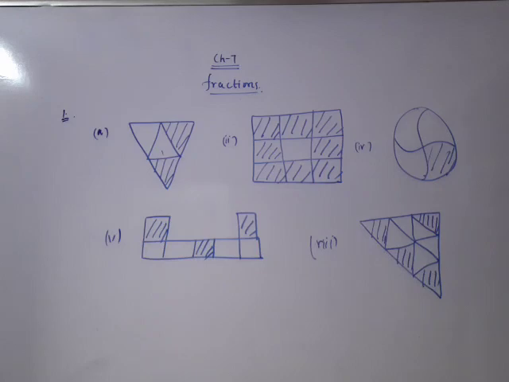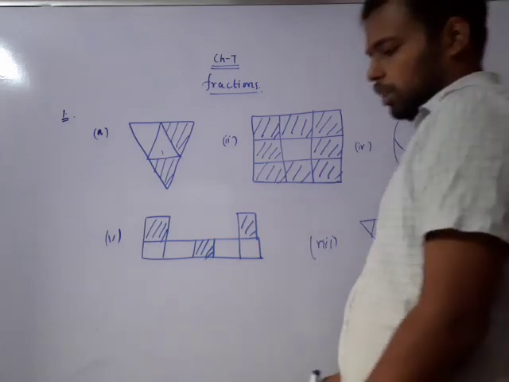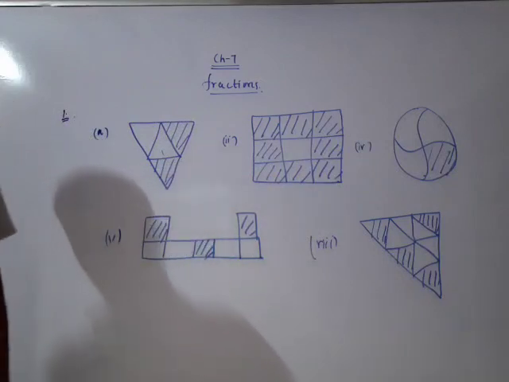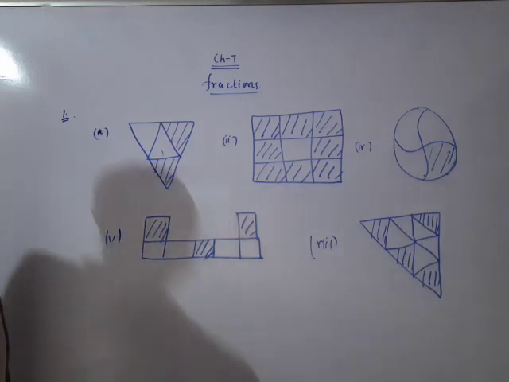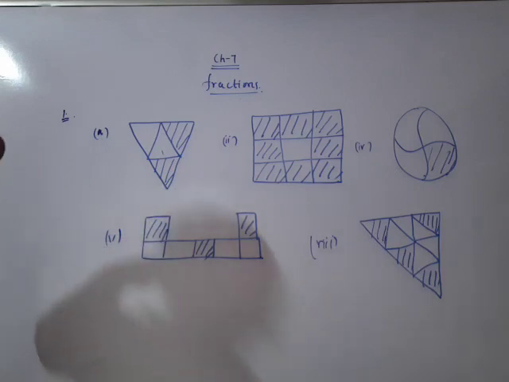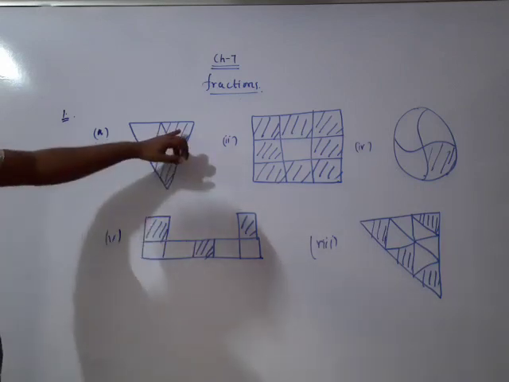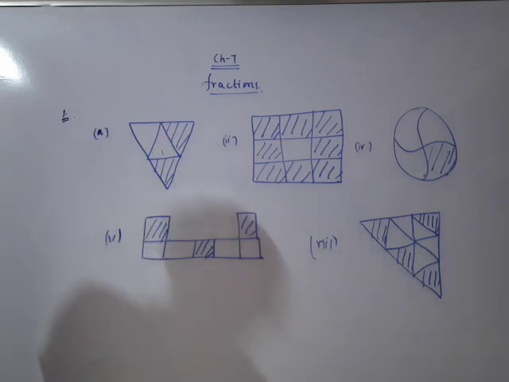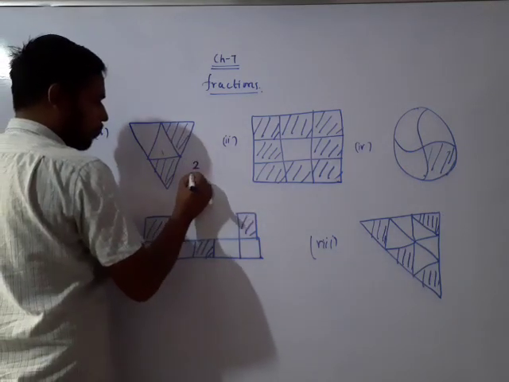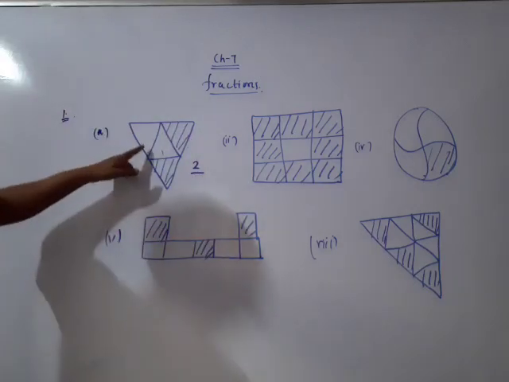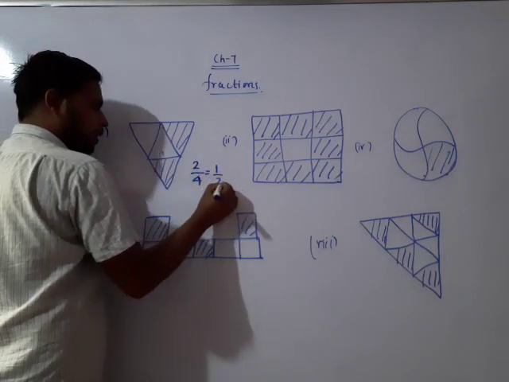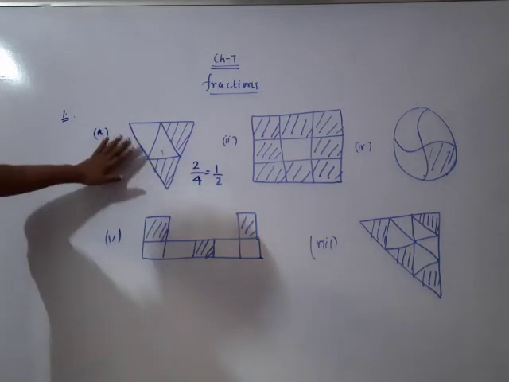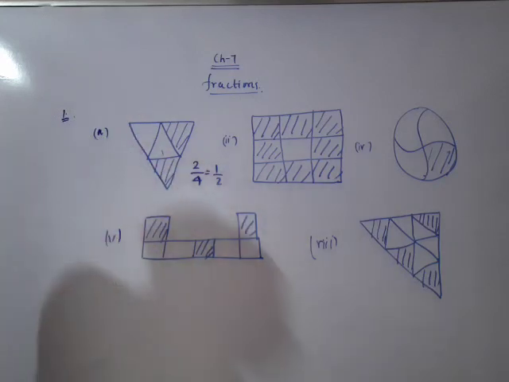Now I have taken 5 questions. We have to tell how much area has been shaded. How will we write the fraction? Shaded region upon total region. So see here 1, 2. A total of 2 triangles have been shaded, so 2. Now find the total number of triangles: 1, 2, 3, 4. So 4. When we reduce this fraction, it will come to 1 upon 2. So for this figure, the shaded region is 1 upon 2.